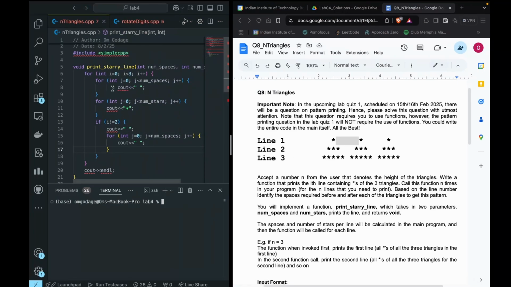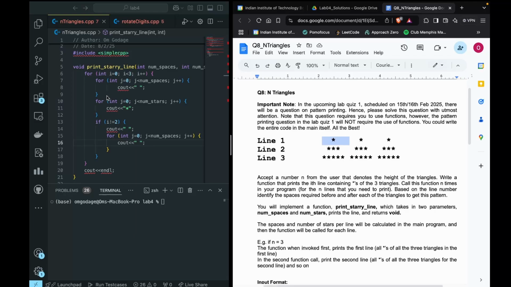Okay, so this is just checking if we are printing the last triangle or not. If it is not the last triangle, then we will have to add these spaces over here, which is just number of spaces plus 1. So that's why this is being done. So this prints out number of spaces plus 1 spaces, and then this will print the line from here to here.